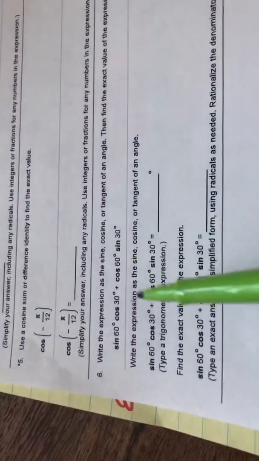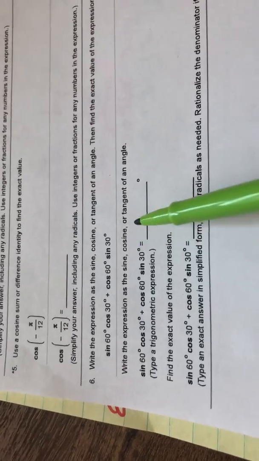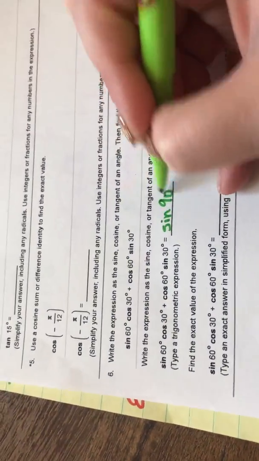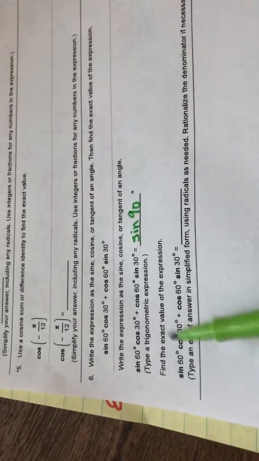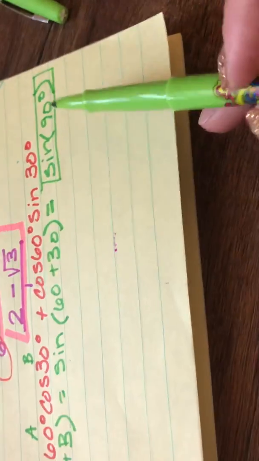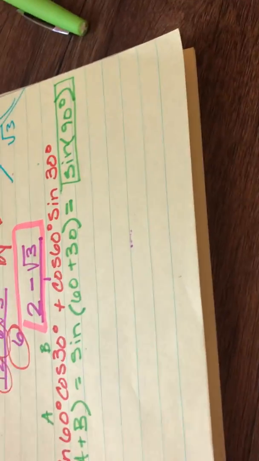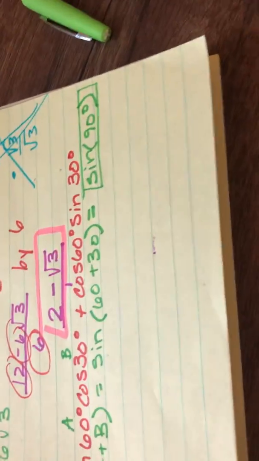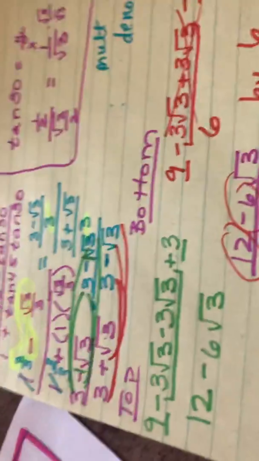Like right here. It says write the expression as the sine, cosine, or tangent of an angle. Sine 90 degrees. Okay. But then it says find the exact value of the expression. So let's see if 90 degrees is on our circle. And if it is, we can just look at our circle. Otherwise, we have to actually do what we were doing before.